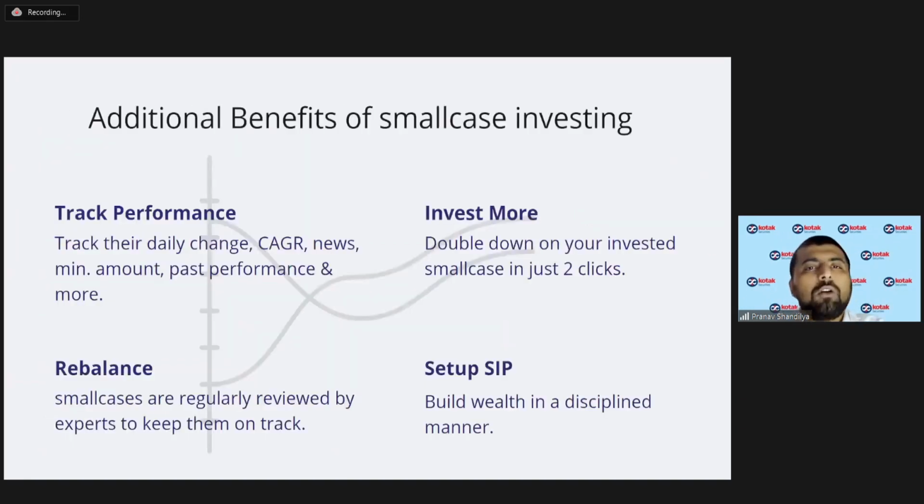Now, let us talk about some additional benefits of smallcase investing. These are some things that I will be showing you naturally. You can track the smallcase's performance. A smallcase is nothing but a portfolio, right? So you will be able to track the portfolio's percentage change on a daily basis. You will be able to track its CAGR, that is compounded annual growth rate. How much of a return is it giving on a year-to-year basis? You will be able to track news of specific stocks only listed in that particular basket.